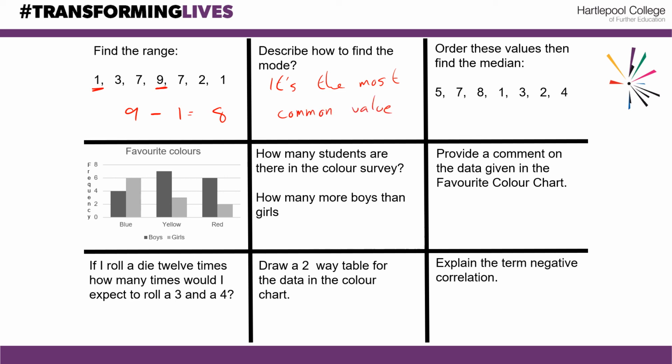So, most common value. All you need to do is have a quick look through your data and see which one's the most common, or if it's in some kind of table, find the value with the highest frequency. Next up, order these values and then find the median.